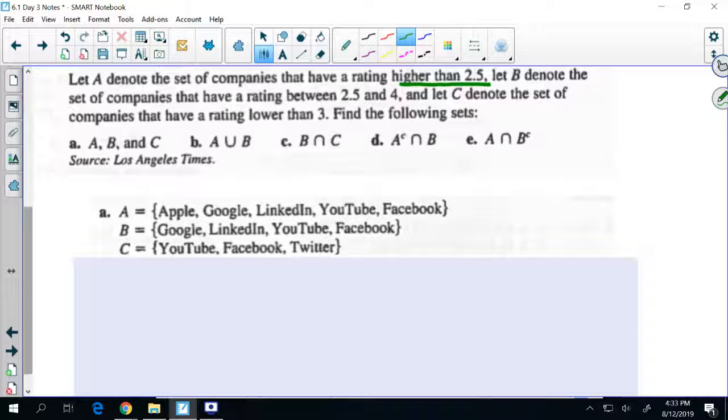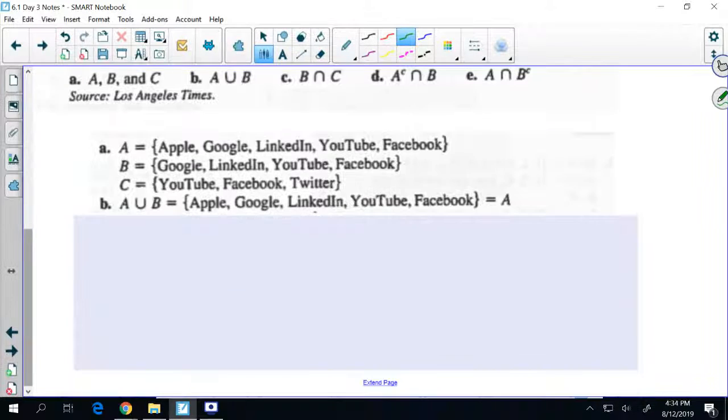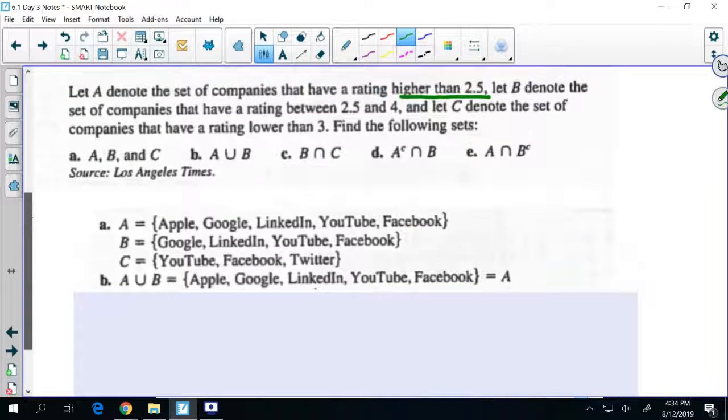So what does A union B mean? Remember, union means this or that. So everything in A, everything in B. So A union B is going to be Apple, Google, LinkedIn, YouTube, Facebook. Which is just A, right? We could say that B is a proper subset of A.